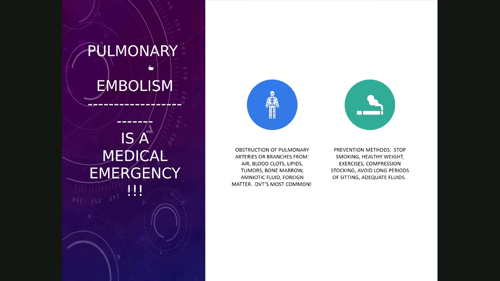So how do we prevent this? Obviously, the number one thing is stop smoking. You want to make sure you're a healthy weight. You want to make sure you're exercising. You want to make sure you're wearing compression stockings, and you want to avoid long periods of sitting, and you want to make sure you're hydrated. So we want to make sure we're hydrated because if we're dehydrated, our blood is thicker. Just think about that in the simplest terms. So we have a greater risk of getting a clot. So make sure you're hydrated.